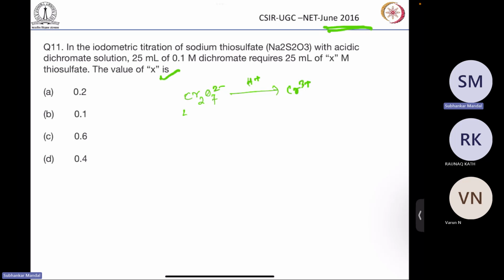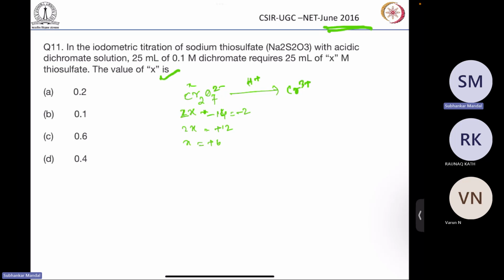Okay, I can calculate. There are two chromium atoms, and we don't know the oxidation state, so I take it as X. So 2X minus 14, that is minus 2. So 2X is equal to plus 12, so X is equal to plus 6.